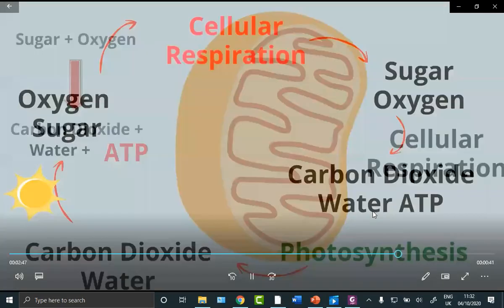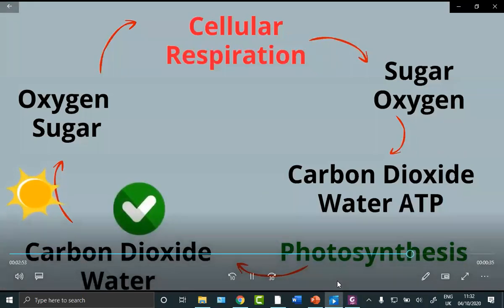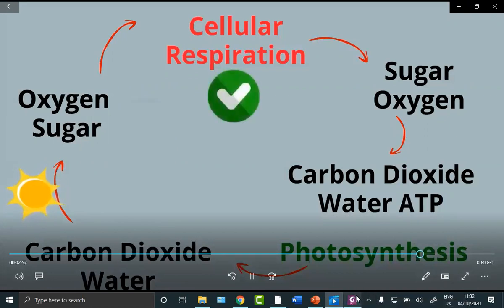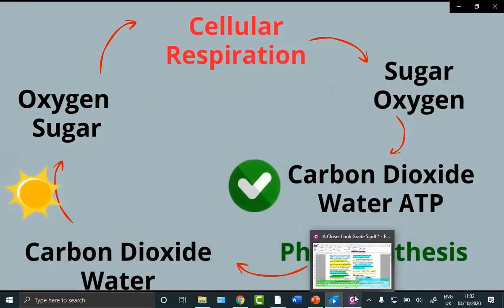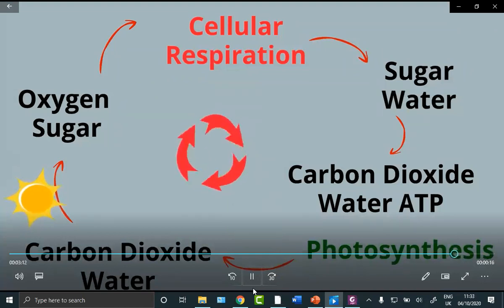So in summary, photosynthesis uses carbon dioxide and water plus sunlight to create oxygen and sugar, which is exactly what cellular respiration needs. Cellular respiration takes the sugar and oxygen to create carbon dioxide and water plus ATP, which helps with photosynthesis. And this cycle repeats over and over again.